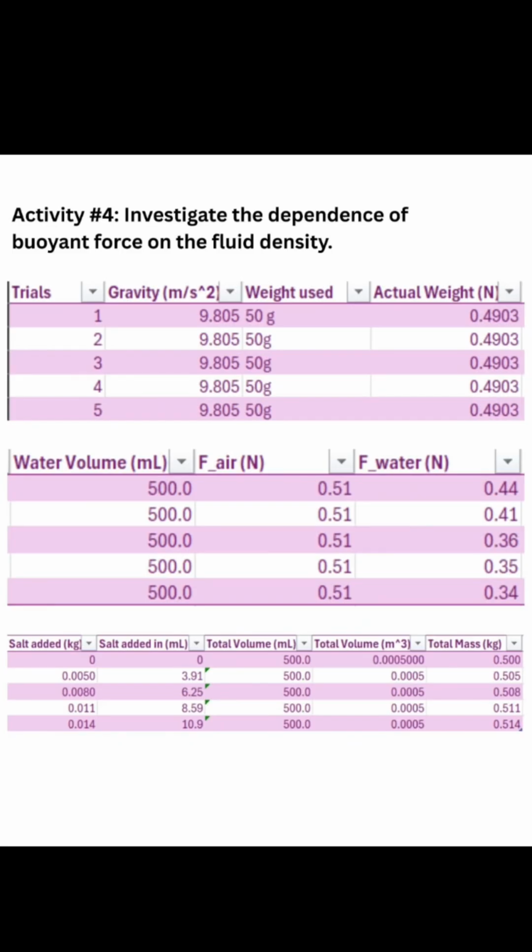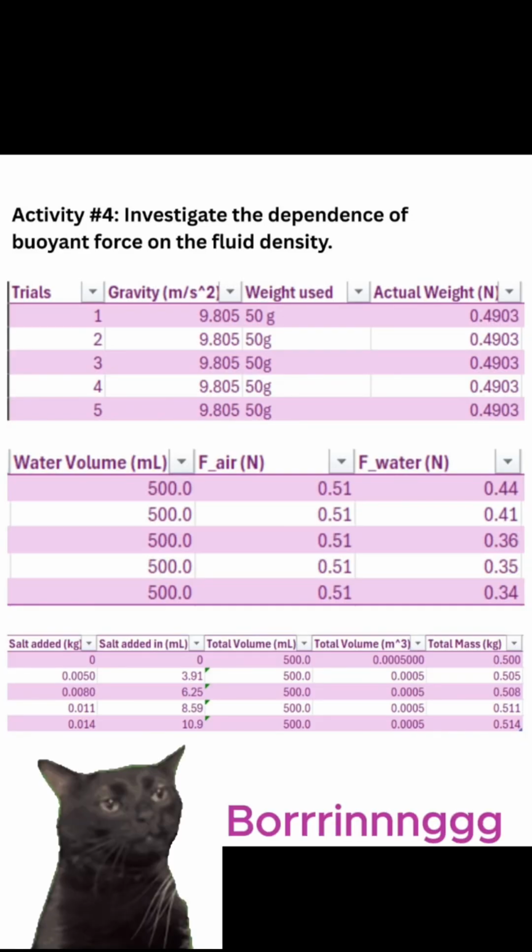For our third activity, we were to investigate the dependence of buoyant force on the fluid density. For this, we did 5 trials with various increments of added salt. For the first trial, we added 5 grams of salt and then added progressive amounts of 3 grams of salt until we got to the total amount of 14 grams of salt.